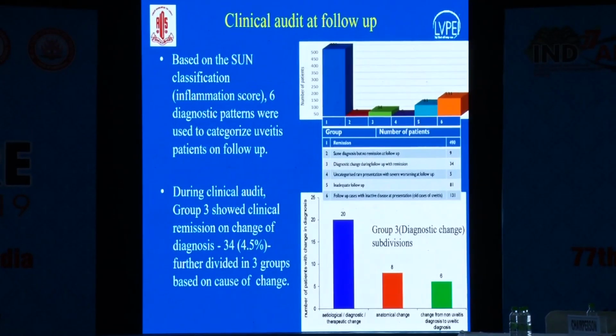So based on the remission or outcomes at the end of the follow-up, 6 categories were formed, out of which I would be describing the 3rd category. In this, the patients who showed clinical remission after change of the diagnosis numbered 34, and we further subdivided these patients into 3 groups.